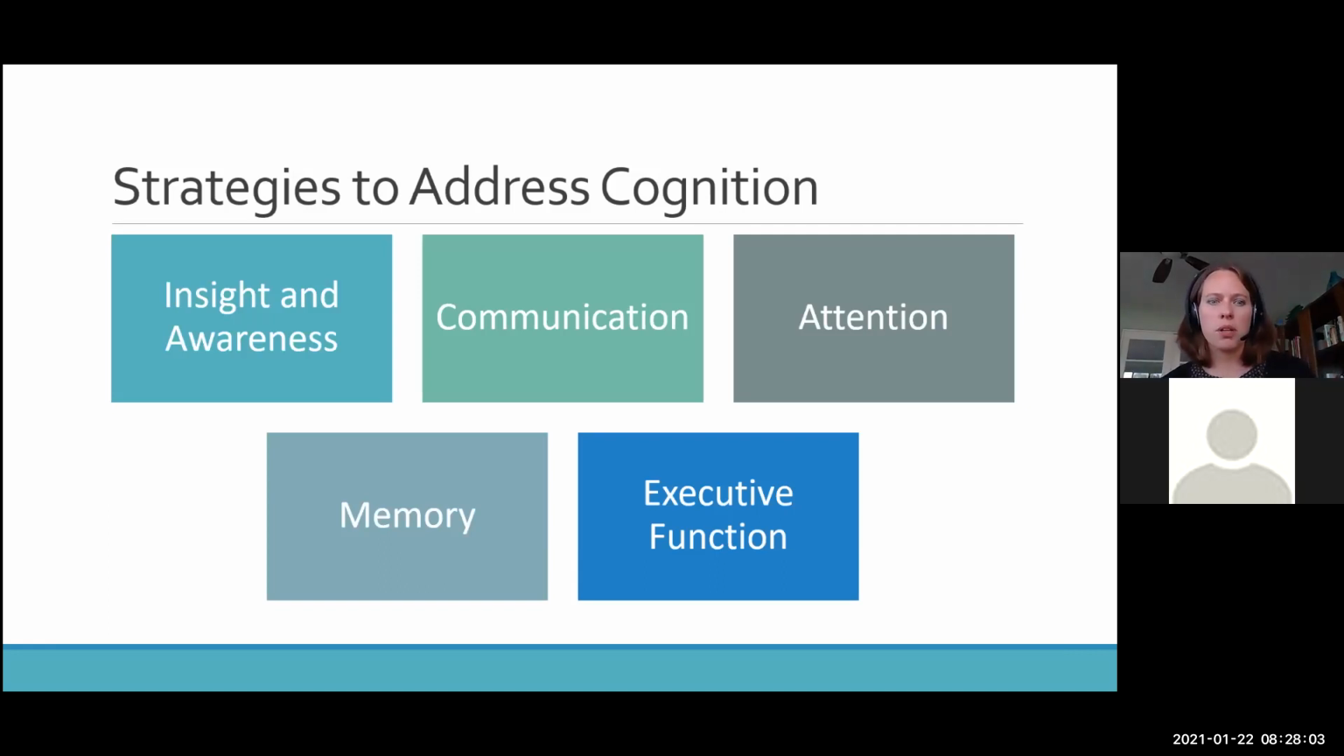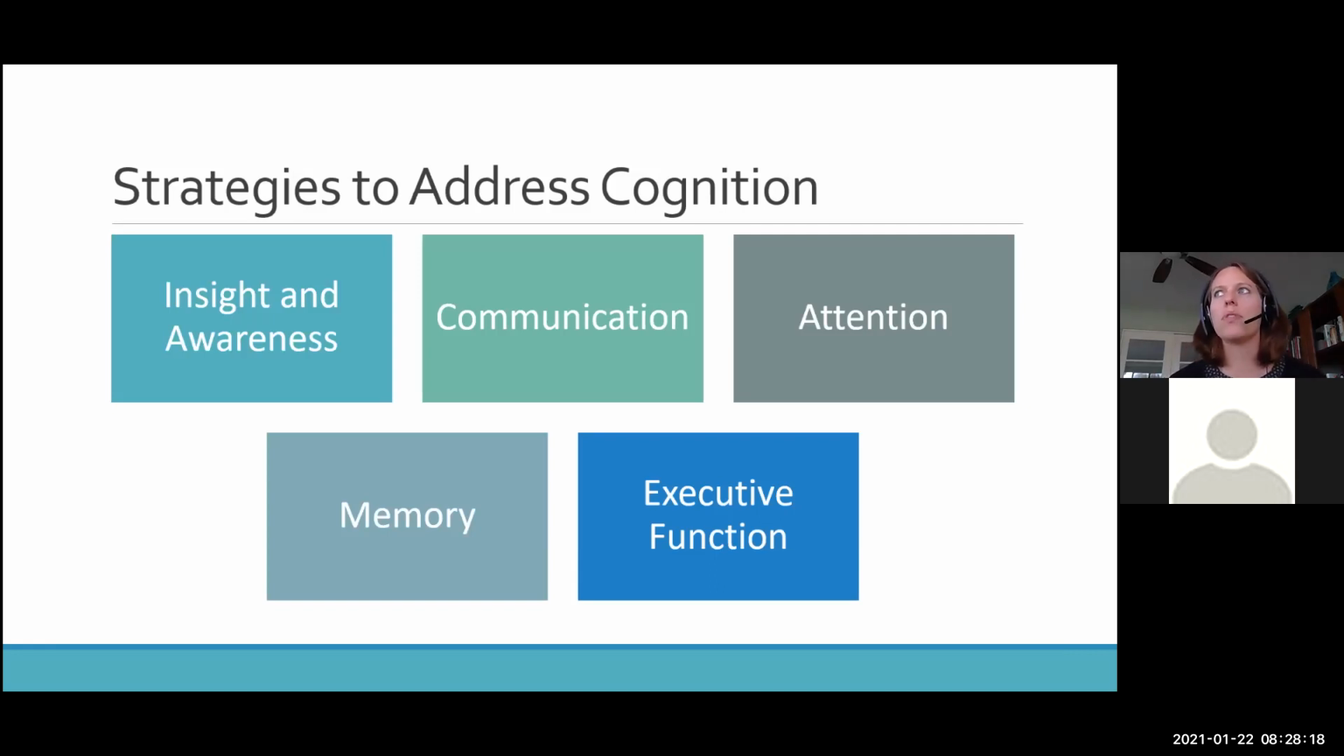So the strategies I'm going to present to you are strategies to address insight and awareness, communication, attention, memory, and executive function. And what you'll notice is that with several of these strategies, there's a lot of overlap and a lot of strategies that work for multiple areas.